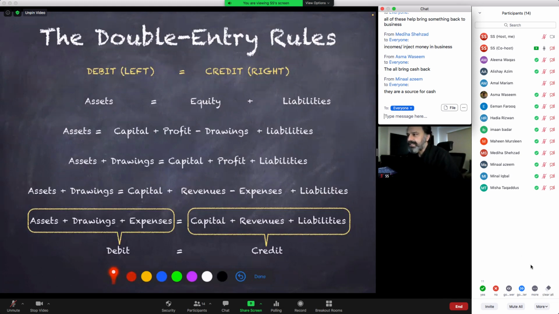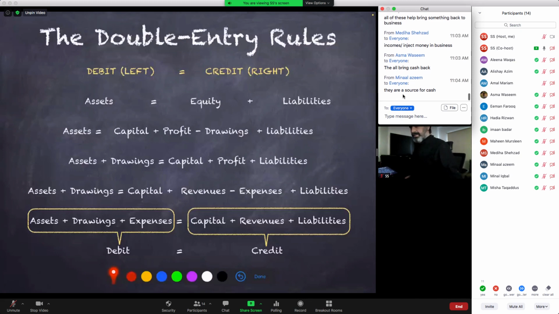Minal Azim has put something here. They are a source of cash. Minal Azim, they are a source of funds. I would say cash is being very specific. But it's not necessary that cash is generated. Funds is a more general term. Funds could mean cash or funds could mean other assets other than cash. Yeah. Right.